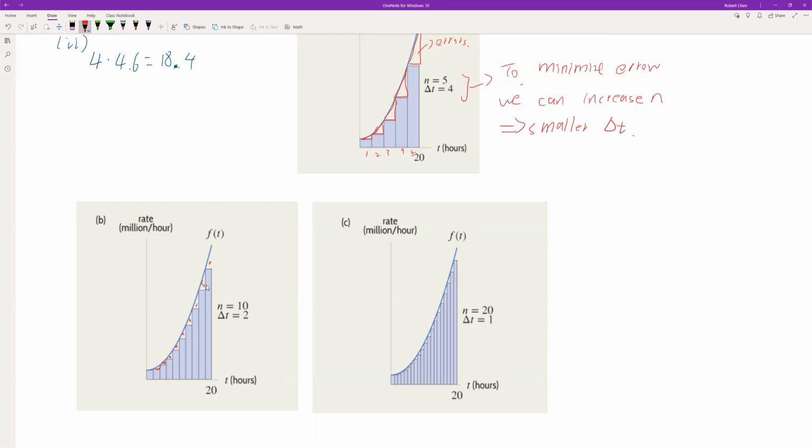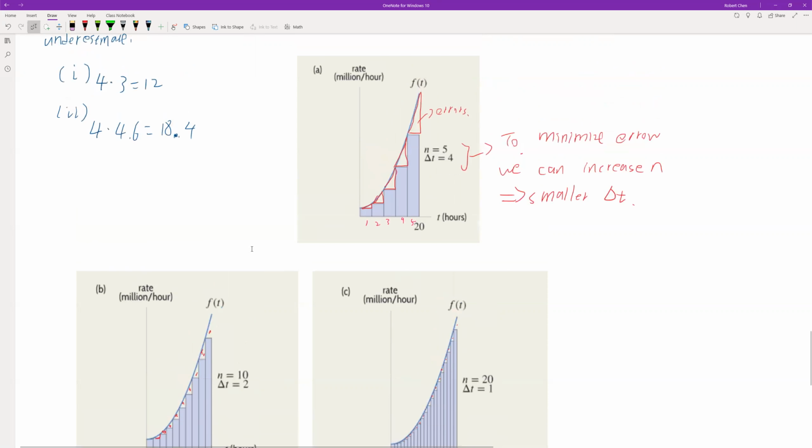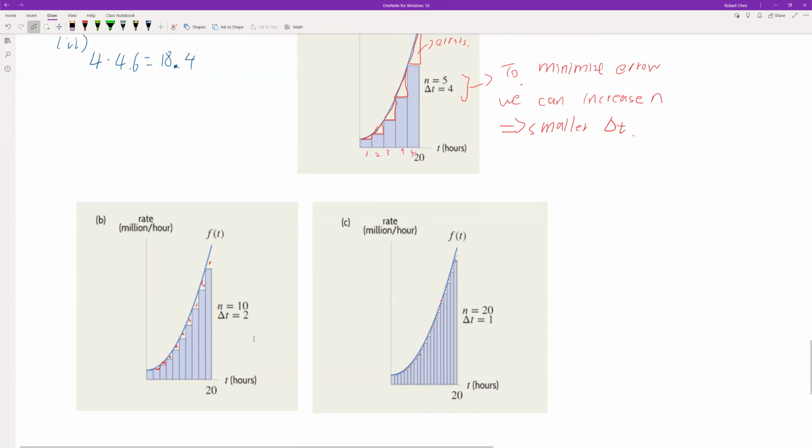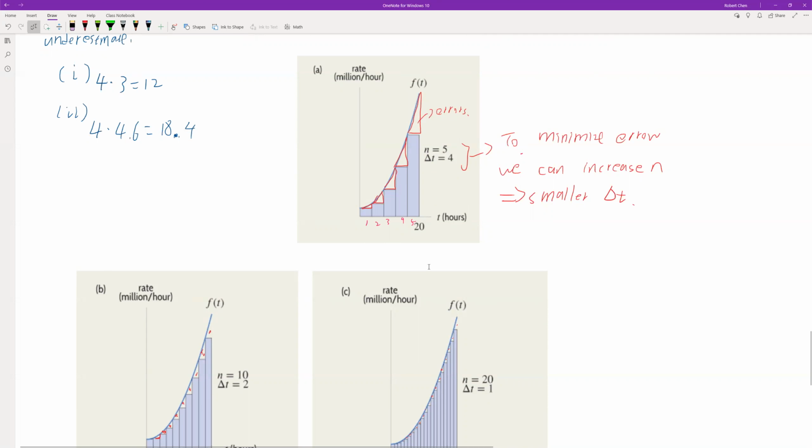Now, if we look at part C, I can see that the rectangles are getting really thin, and the spaces between the rectangle and the curve get smaller and smaller. You can see a lot of little triangles under the curve. So to minimize error, if we increase n, the number of intervals, which will make each interval smaller, then the smaller error we will get. Comparing A, B, and C, you can see that the error is becoming smaller and smaller.